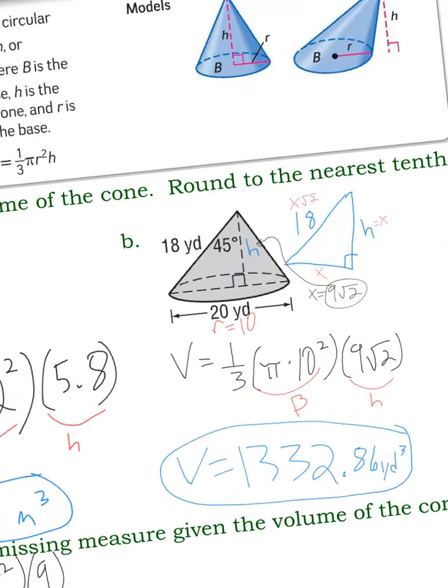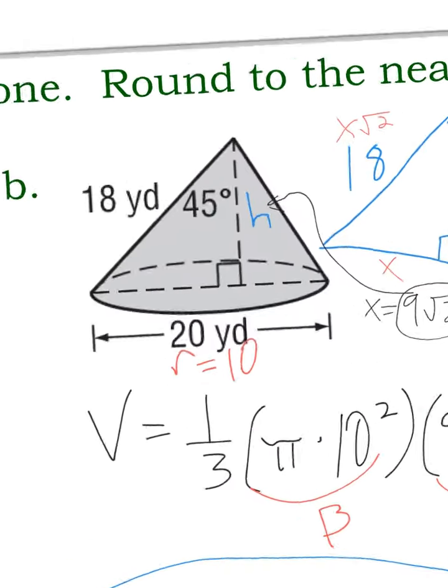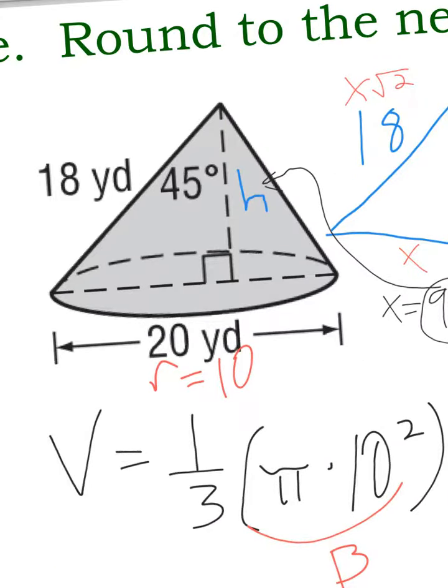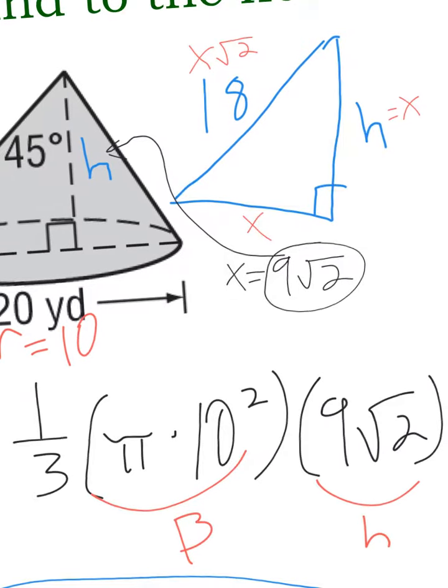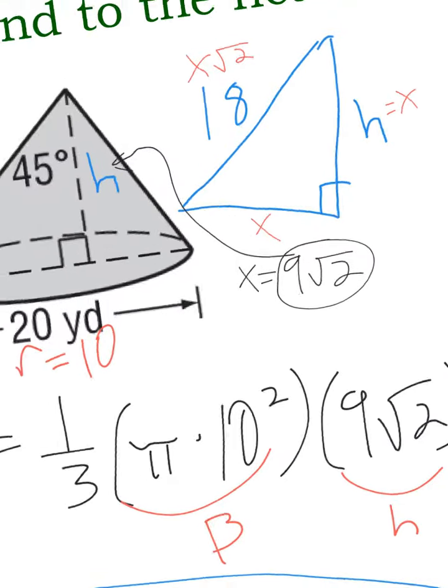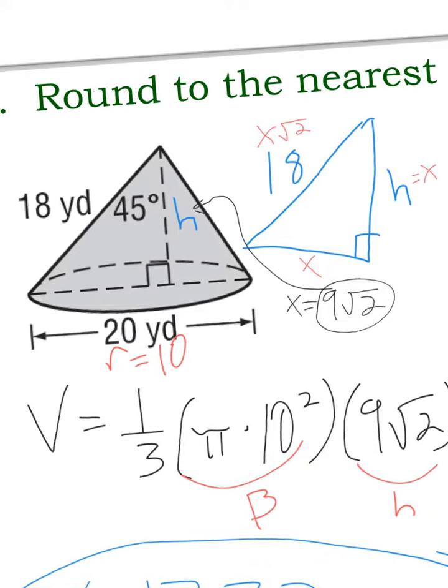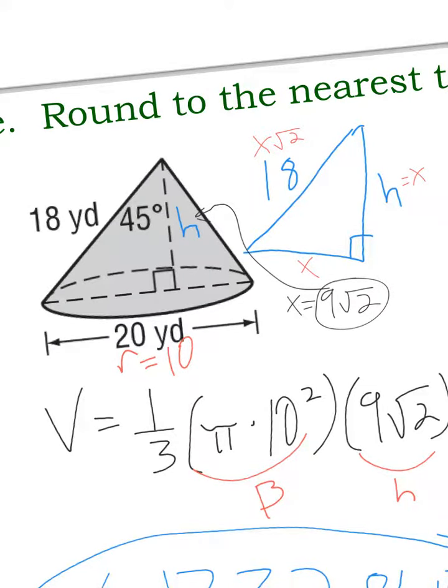This next one is a little bit different. If I'm doing 1/3 pi r squared, well, I've got 1/3 pi times 10 squared. I can do that right up top. The only thing is I can't multiply it times the height of the cone yet, because I need to figure that out. So what we have here is a special right triangle.